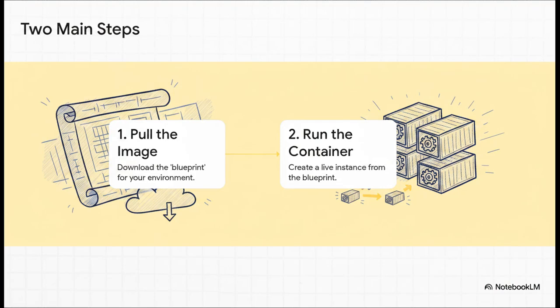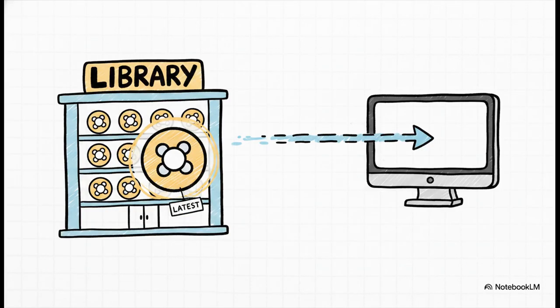It really just boils down to two simple steps. First, we need to pull a blueprint, which in the Docker world they call an image. Then, from that blueprint, we create a live running instance, and that's our container. See? Super simple. Get the blueprint, then build the thing. So let's start with that blueprint.